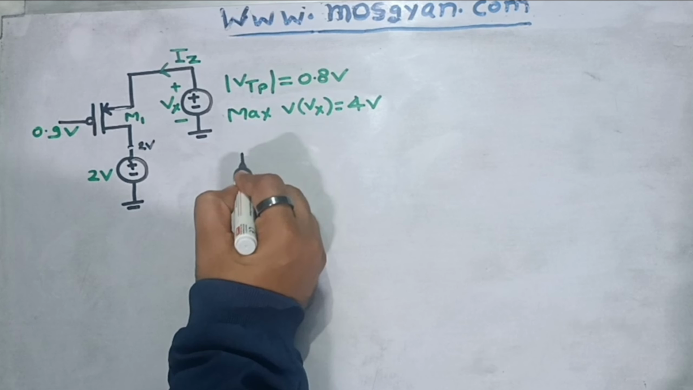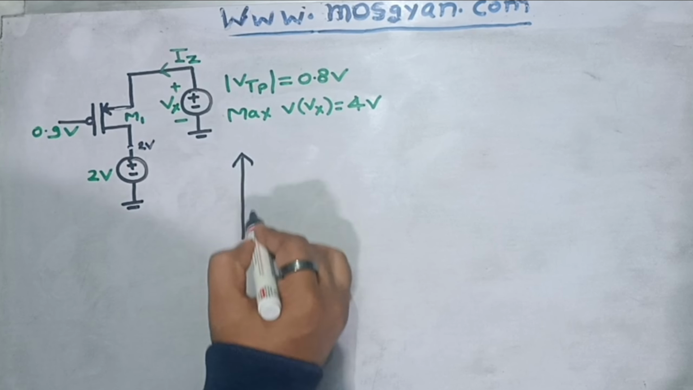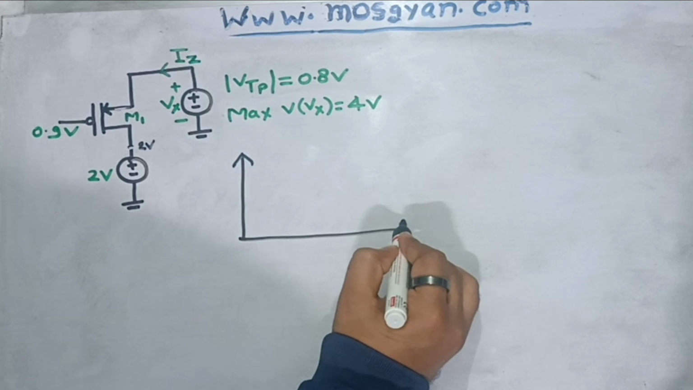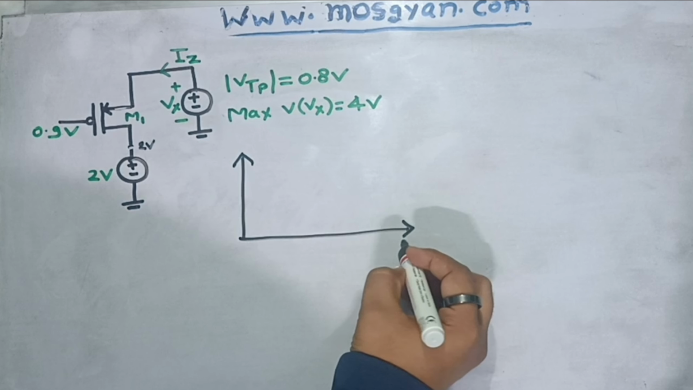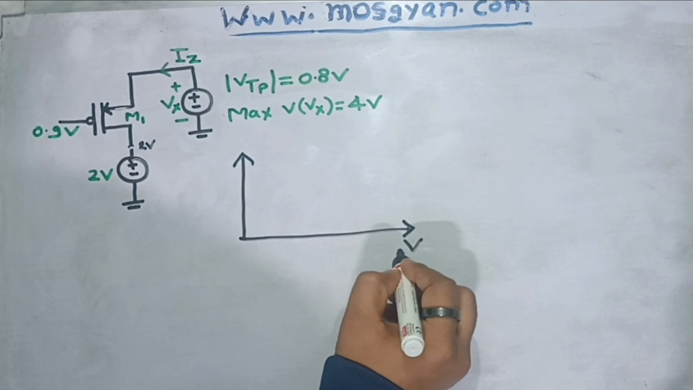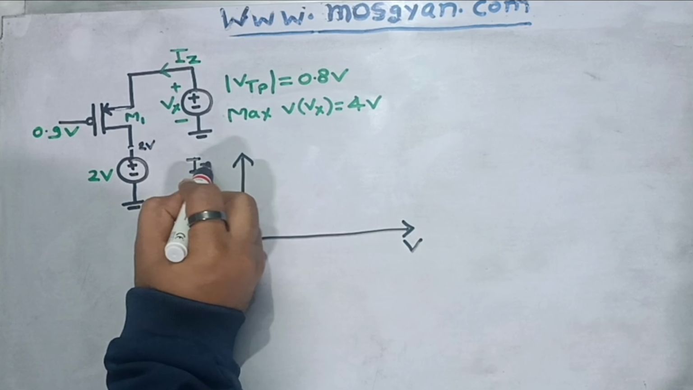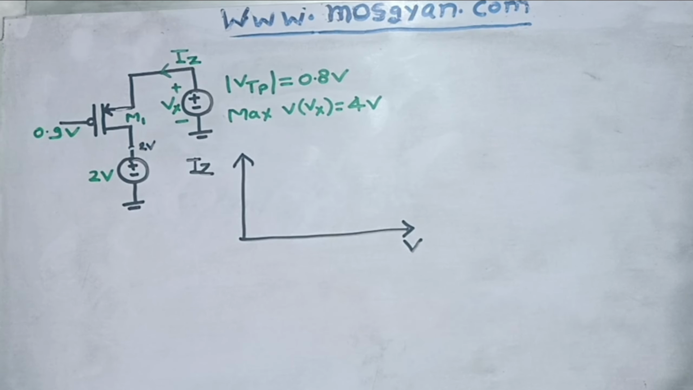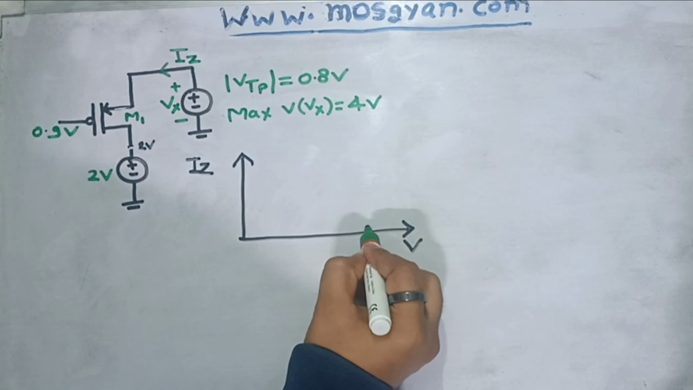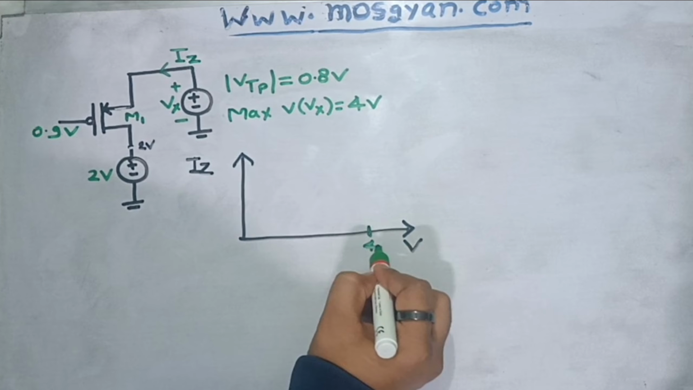We have to plot Iz with respect to voltage here. So let's denote the positive x-axis as voltage and the positive y-axis as Iz. First of all, the information given in this question is that the maximum Vx can go till 4 volt. So we will start solving from 4 volt onwards and see what will happen. Let's consider this as 4 volt.